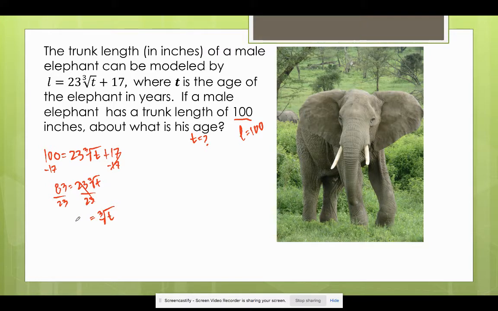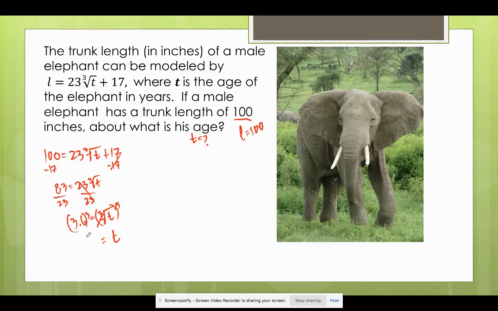That's about 3.6. And now here's where it comes into play what we did earlier. Radical isolated, we're going to do the opposite. We're going to raise each side to the third power. So we are left with t equals 3.6 to the third. So 3.6 times 3.6 times 3.6, or use that little caret button in your calculator or your phone. We get 46.6.